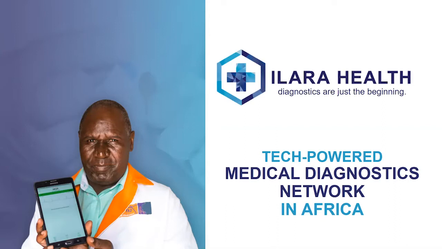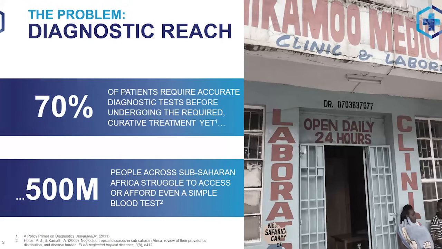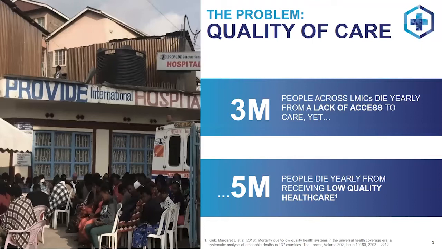70% of medical decisions require some kind of diagnostic, such as a blood test. But there are 500 million people in Africa today who struggle to access or afford a simple blood test. But it's only half of the story. Each year, 3 million people in low to middle income countries die from a lack of access to care, but 5 million die from low quality healthcare. And at Ilara Health, we make diagnostics more affordable, accurate, and accessible in Africa in order to bridge this massive diagnostics gap and improve the quality of care.